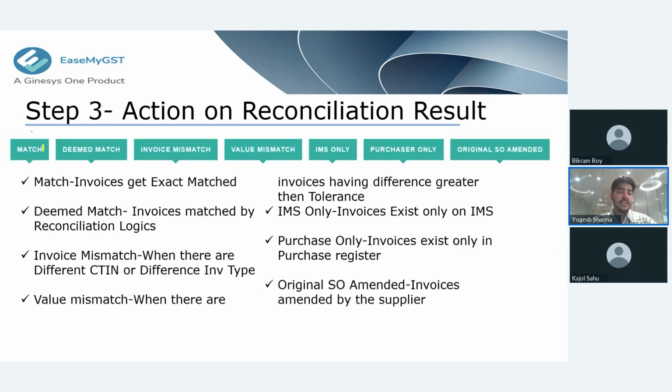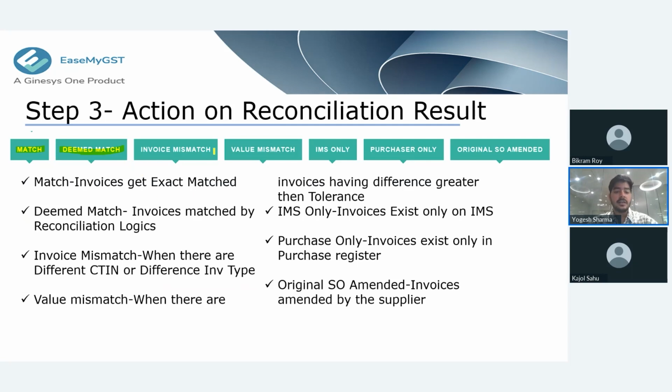There will be a match category. In the match category, the invoices that exist in your purchase books and in your IMS and get an exact match fall into the match category. Now there will be a second category of deemed match. When the invoices that exist in your IMS and in your purchase books get matched after applying the logics that we are providing in the reconciliation, all those invoices are fetched into the deemed match category.